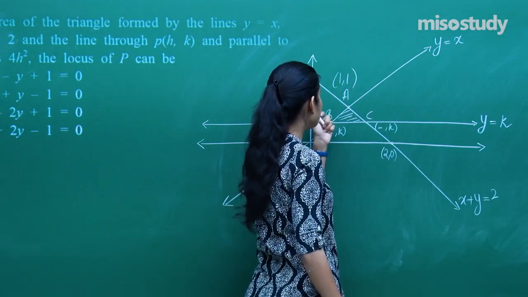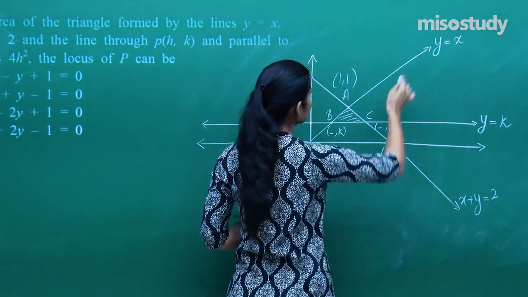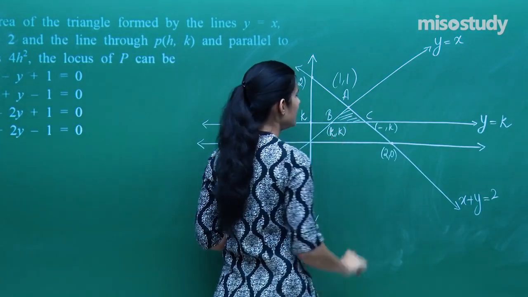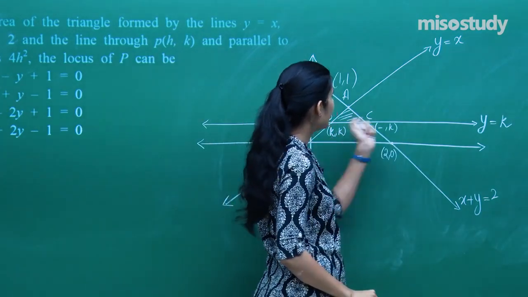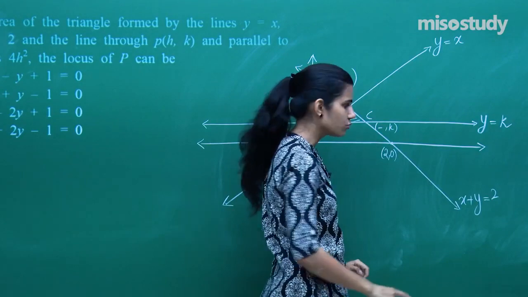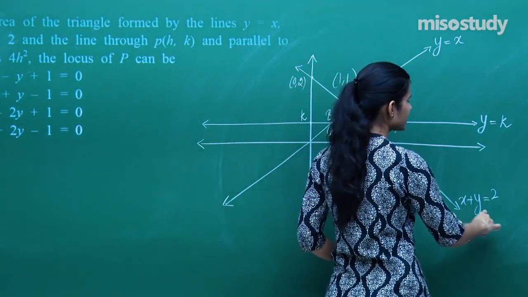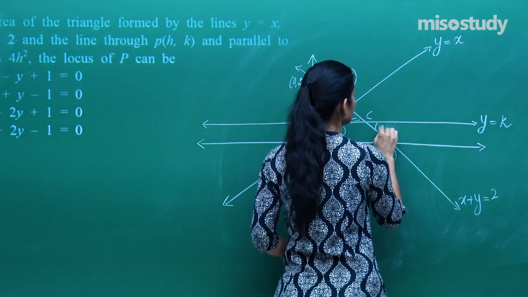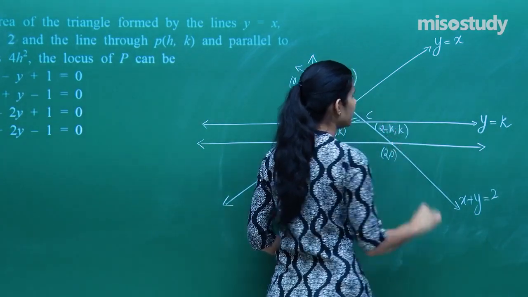Talking about B and C, B is basically the intersection of y equals k and y equals x. So clearly this is (k, k), and C is the intersection of y equals k and x plus y equals 2. So y equals k, x plus k equals 2, so 2 minus k is the x coordinate. So this is (2 minus k, k).